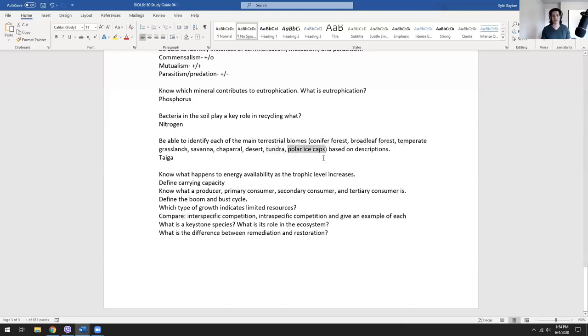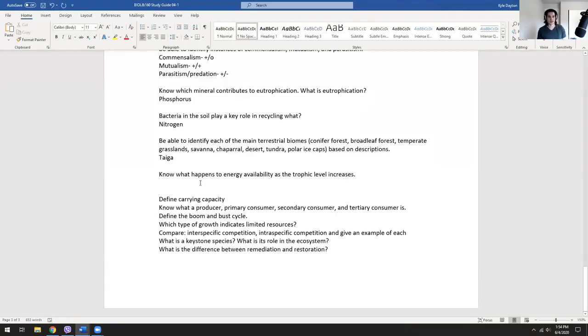And then polar ice caps, those are pretty much the cold deserts. The very little vegetation, but instead of sand dunes, you get glaciers and lots of ice. You have polar bears and penguins.